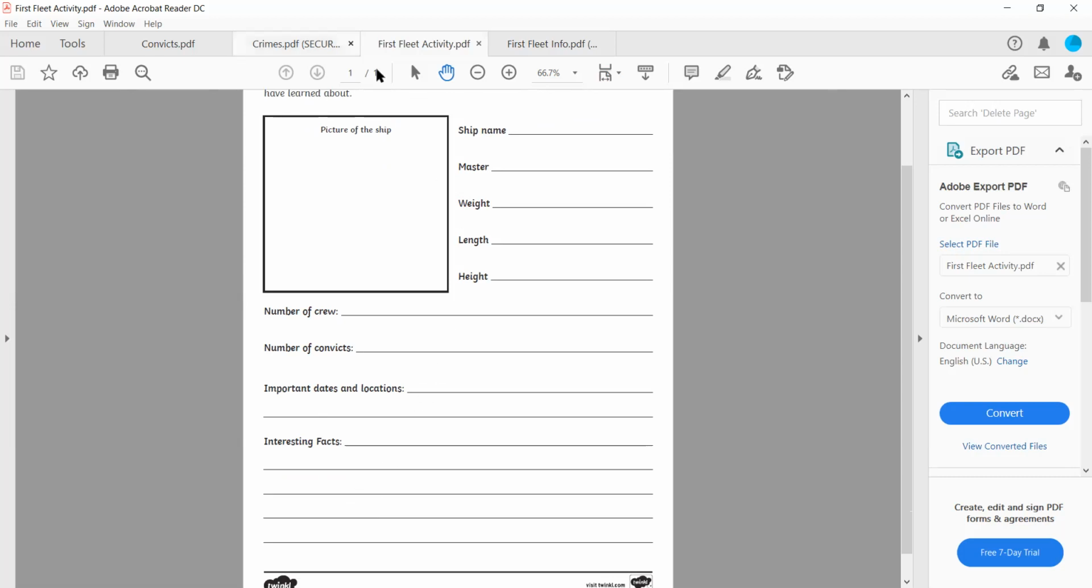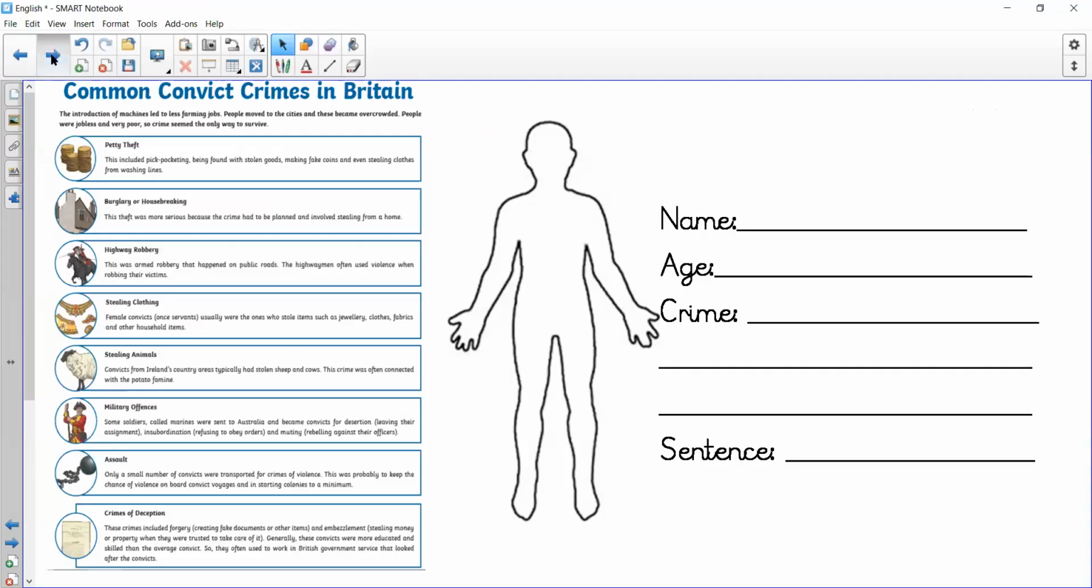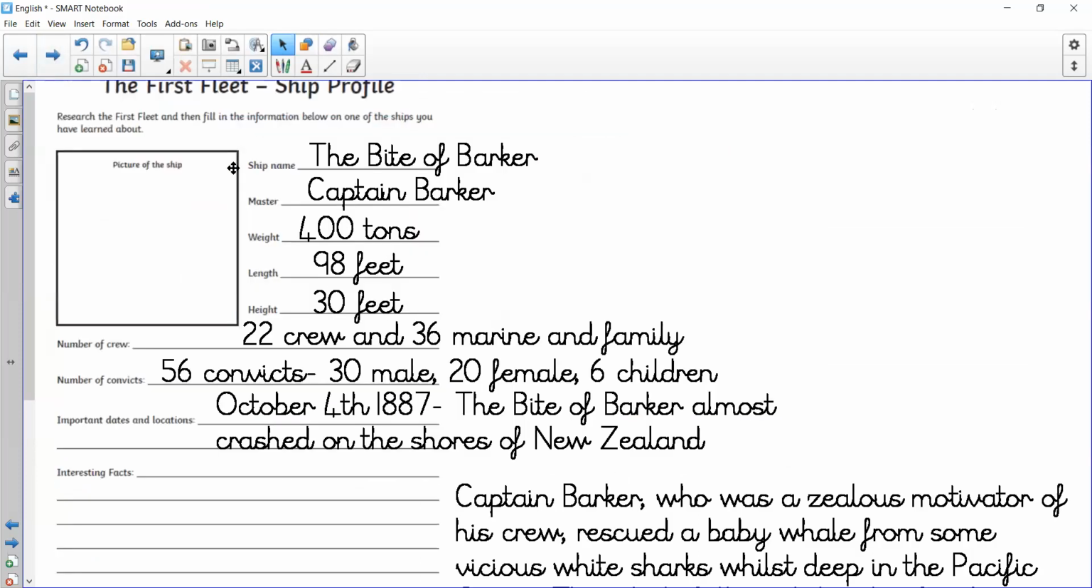So if I share one that I did on the screen, sorry, where am I? If I share this, this is something that I did here. So I'll call the ship name the Bight of Barker. The master there was Captain Barker. You know, I'm really imaginative there.